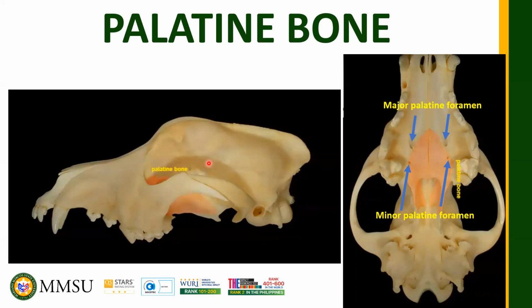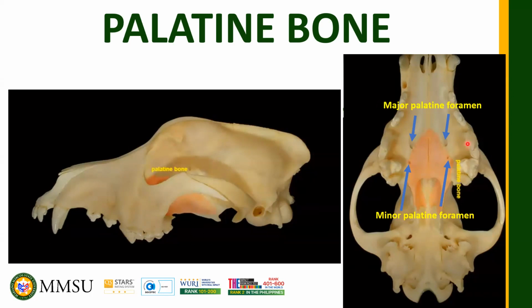Okay? So aside from that, it usually provides support for the posterior teeth, the molars in the upper jaw. So it helps anchor these teeth, and then it maintains the proper alignment for effective chewing and grinding of food.